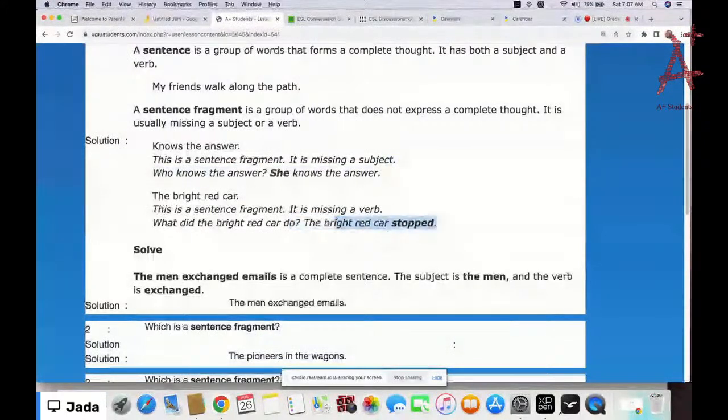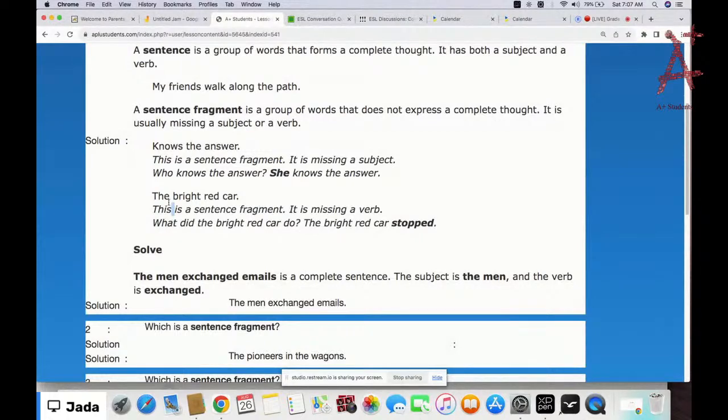But you could as well say the bright red car stopped. The bright red car is moving. Yes, exactly, so you can actually say that. But when you just say the bright red car, we do not know what it's all about. We just know that something is missing. So that's it. All right, so we will go through some examples.